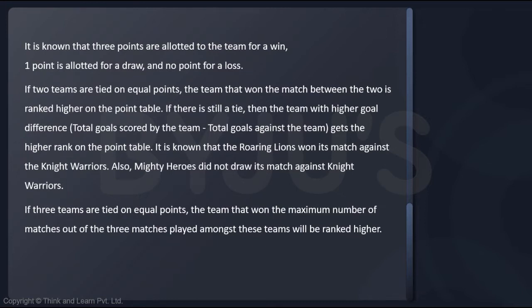It is given that if two teams are tied on equal points, then the team that won the match between the two is ranked higher, right? And if there is still a tie, then the team with higher goal difference will be given the higher points. It is known that Roaring Lions won its match against Night Warriors. So Roaring Lions greater than Night Warriors, which means Roaring Lions won against Night Warriors. That is the way I'm writing it. That's my way of representing.